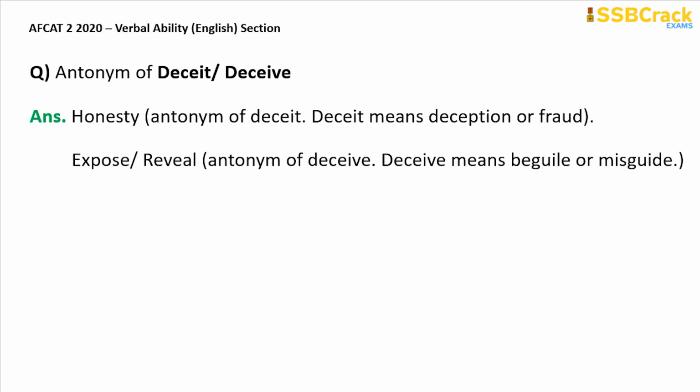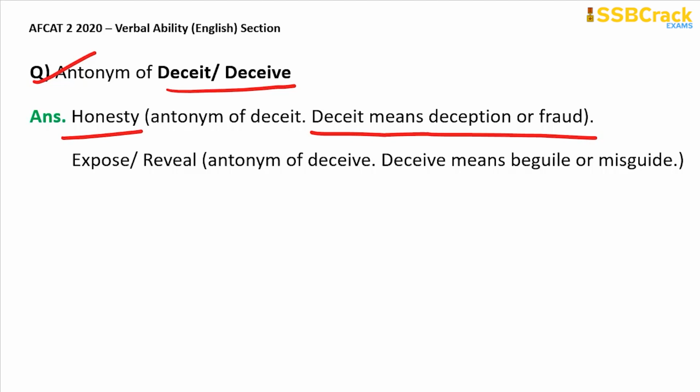The next question is antonym of deceit or deceive. Again, there was a confusion between the comments of the students. Some said it was deceit, some said it was deceive. So I have taken up both the antonyms of the words. First with deceit, the word deceit means deception or fraud, and the opposite or the antonym of deceit is honesty or truth.